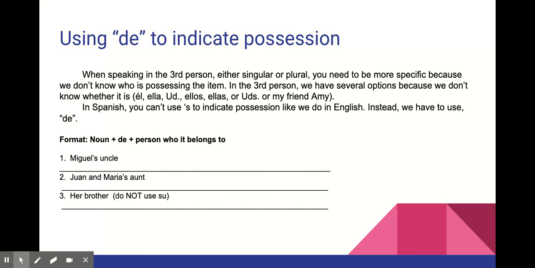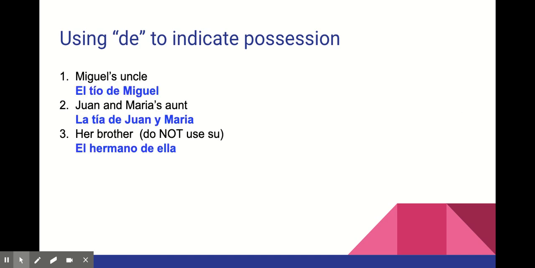So in Spanish, we don't use apostrophe S to indicate possession like we do in English. So you can't just say Miguel's tío. You can't say Brianna's casa. You have to say el tío de Miguel, la casa de Brianna. Okay? You have to write them out in the long way. Just like in Spanish 1, you can't say español clase. You have to say la clase de español. So here are the ways we are going to say this. El tío de Miguel, la tía de Juan y María, y el hermano de ella.